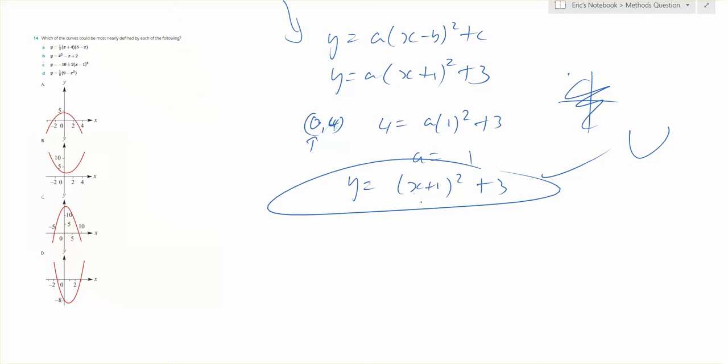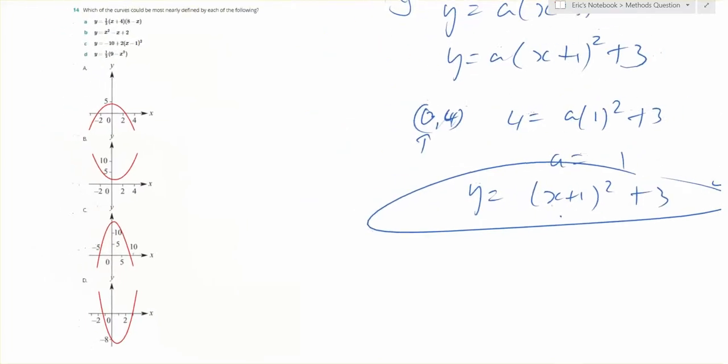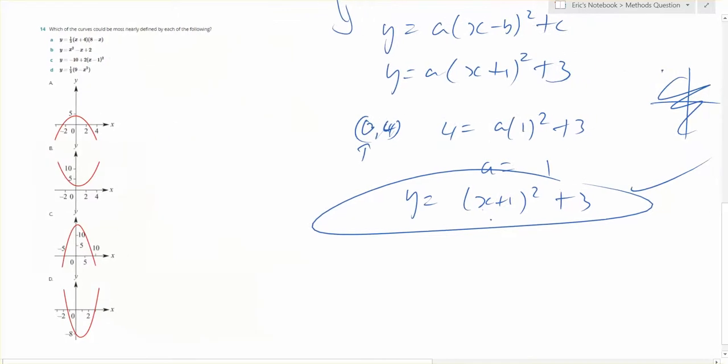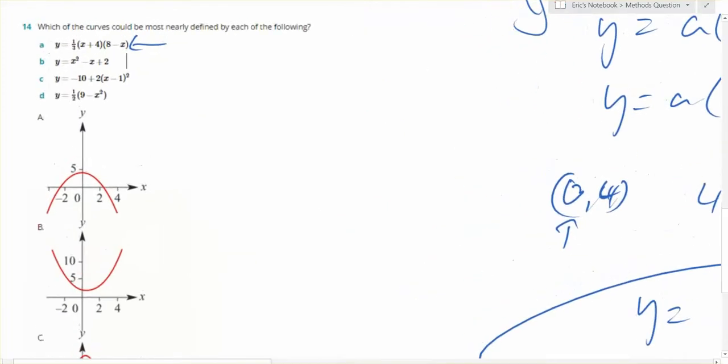For question 14, I'll enlarge it. We've got: which of the following curves could most likely be defined by the following. For the first curve, we've got factor form: a third, (x plus 4)(8 minus x). If you use the null factor law, you get x-intercepts at negative 4, 0 and 8, 0.